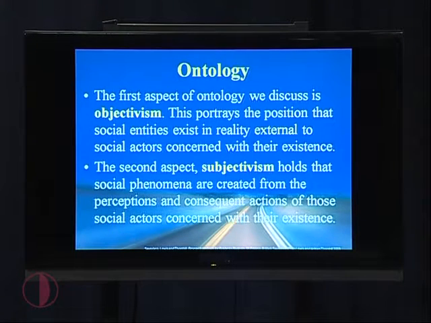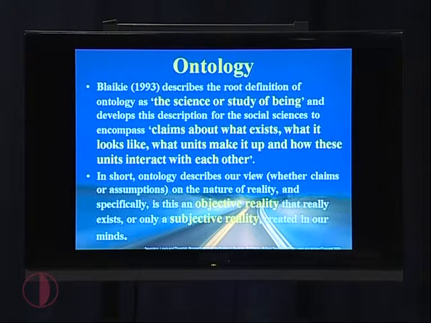So the first aspect of ontology we discuss is objectivism. The position that social entities exist in reality external to social actors concerned with their existence, something independent from you. Your personal attitude, value, or assumption is not reflected. You are not involved in the object that you are studying. Or to be subjectivist, that social phenomena are created from perceptions, something according to your feelings and your perceptions about this matter or subject.